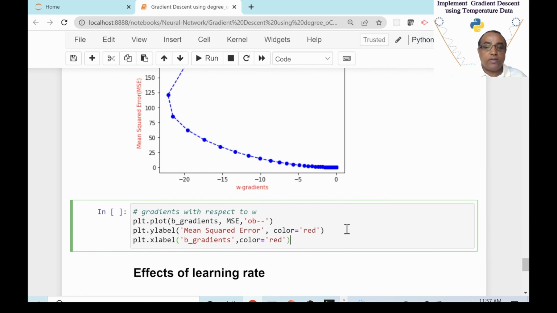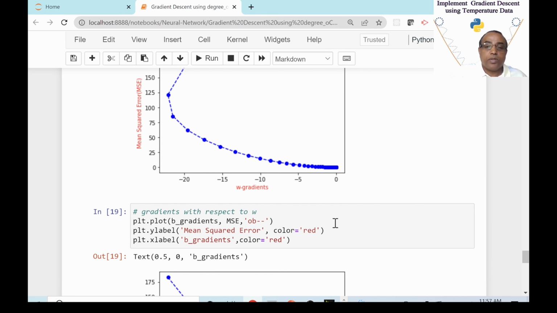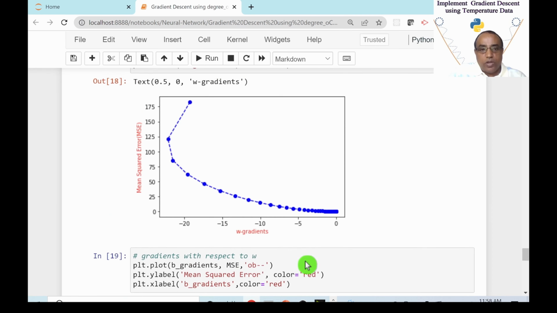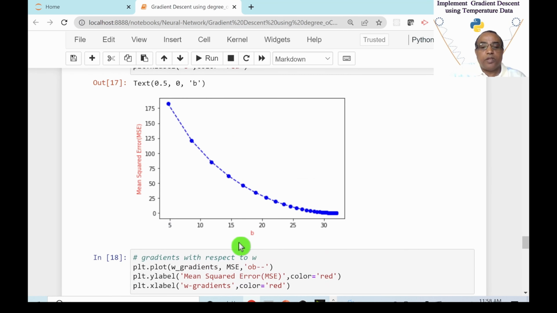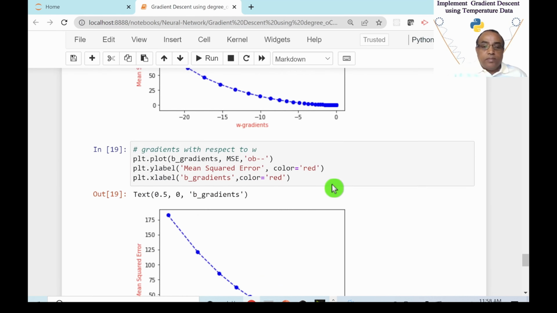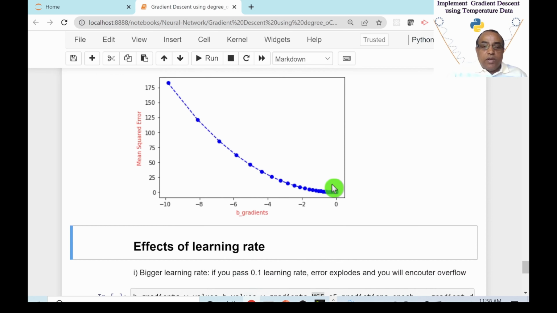If you run this cell, you'll see the y-intercept gradients are also close to 0. So if the mean square error is close to 0, what happens? The gradients are close to 0, the y-intercept is close to 32, and the slope of the line becomes 1.8, which means it finds the solution for the problem. Okay, that's what we learned from these graphs.